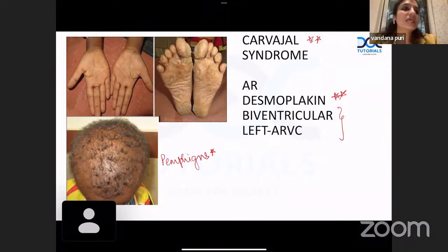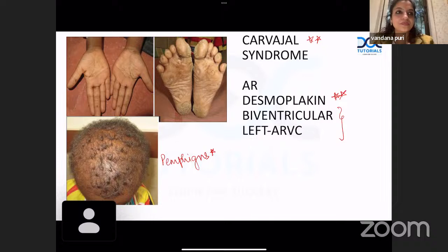Okay, so is everybody clear with this? So we have understood the genetics of ARVC and its manifestation. You have to be very, very clear. Now everybody is clear with this? Any doubts on this? Okay, if there's no doubt, we go to the next question, which will be discussed by Rahul sir.